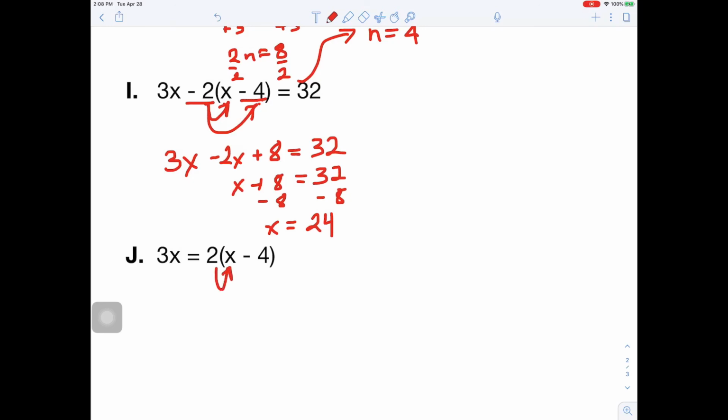Let's move on to J. Remember, we have to do 2 times x, 2 times negative 4. So we wind up having 3x equals 2x minus 8. We want to get rid of the 2x on the one side, so we subtract 2x here, we subtract 2x here. So we get x equals negative 8.